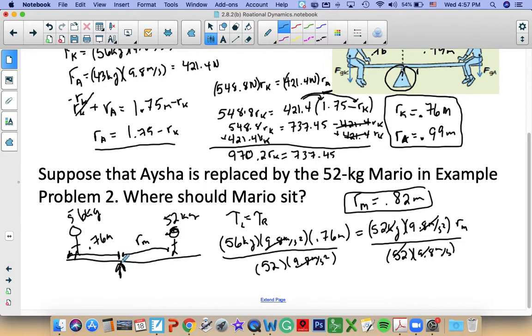I wasn't moving my point of rotation, my lever or my fulcrum there. I just wanted to put a different person on there and see how far from that point he should be. Okay, so we're not moving that because we had to figure out where that was in this problem. So these are a couple torque problems that are a little bit more complicated. Hopefully they make sense to you.